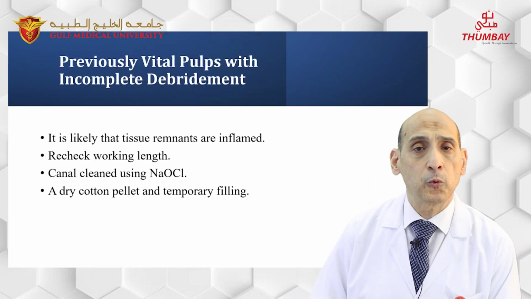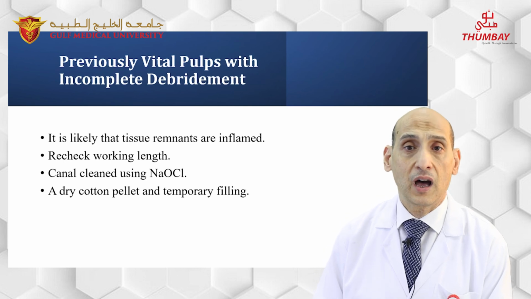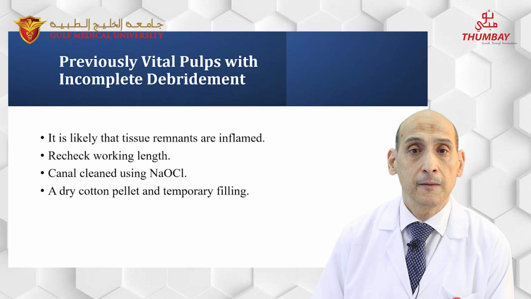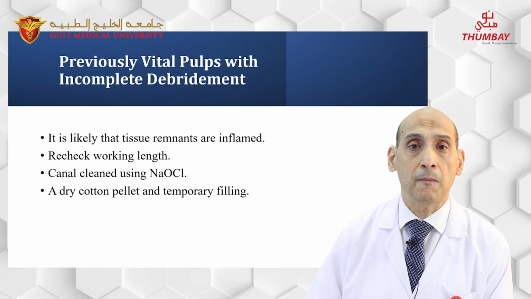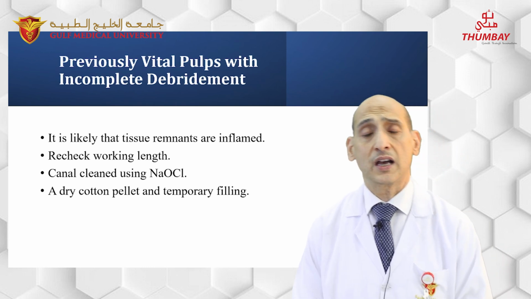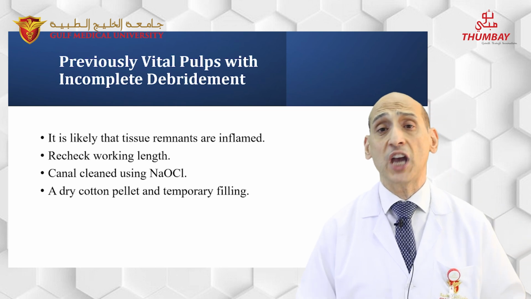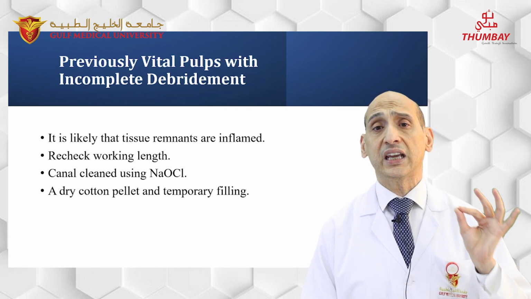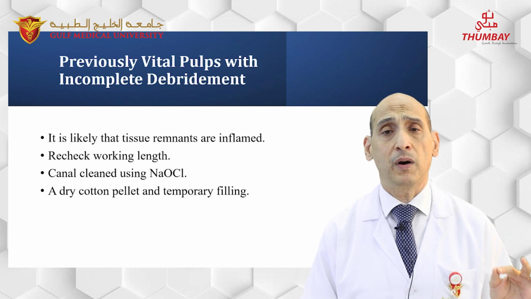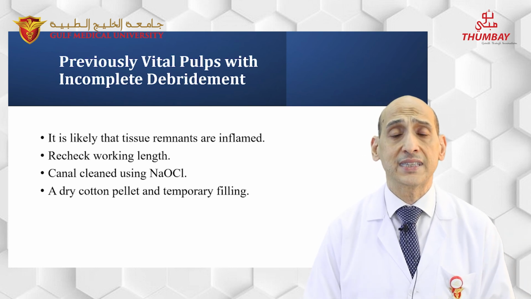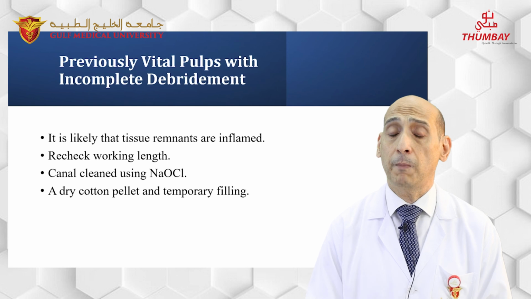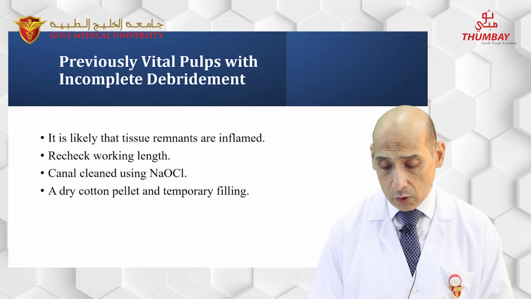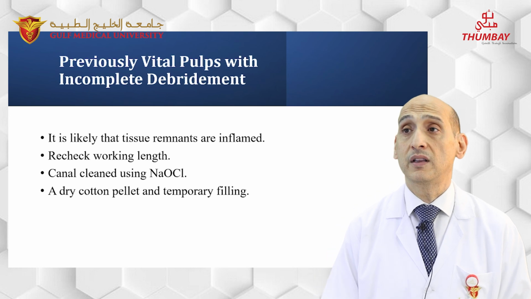Previously vital pulp with incomplete debridement: I haven't removed the pulp tissue from all the root canals. Maybe there's still some part of the pulp tissue inside the root canal. I need to recheck and properly determine my working length, irrigate my canal properly with sodium hypochlorite, and seal the canal again and seal the pulp chamber with a dry cotton pellet and a temporary filling.